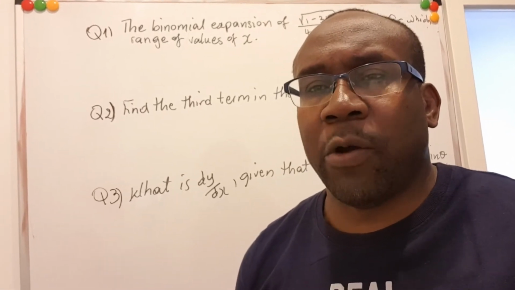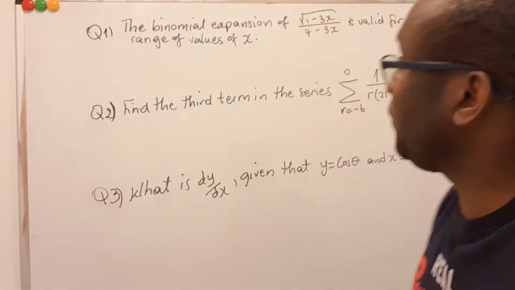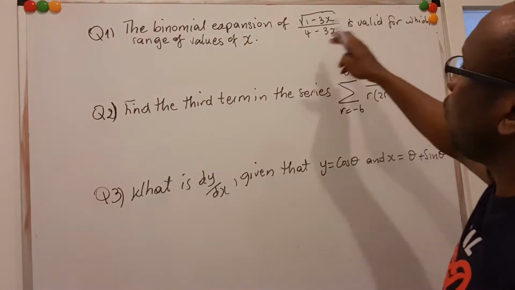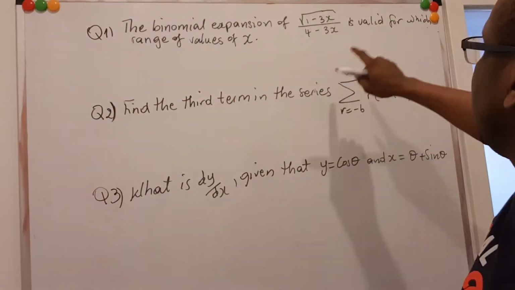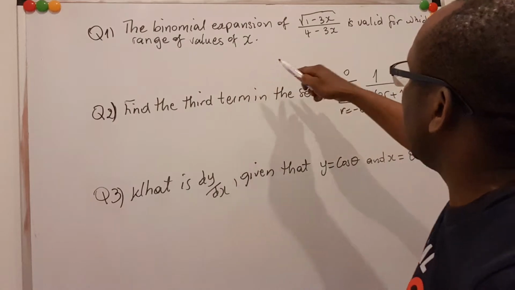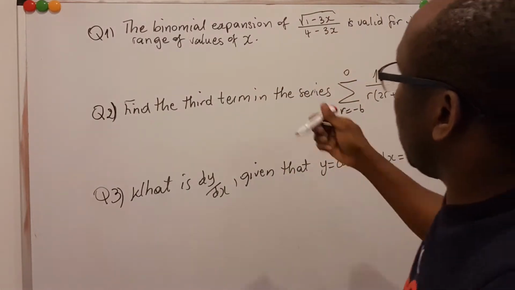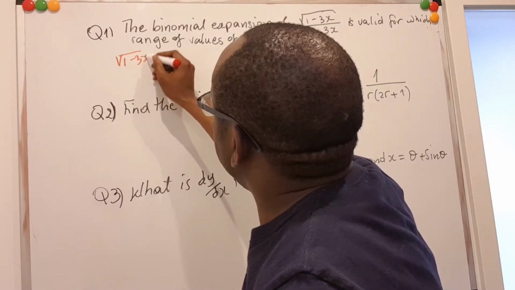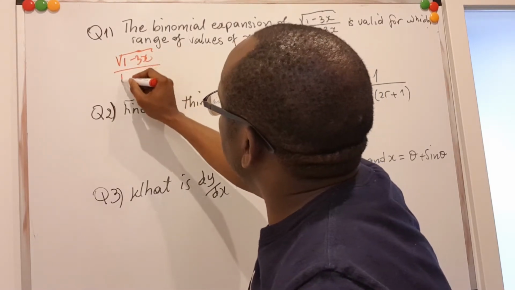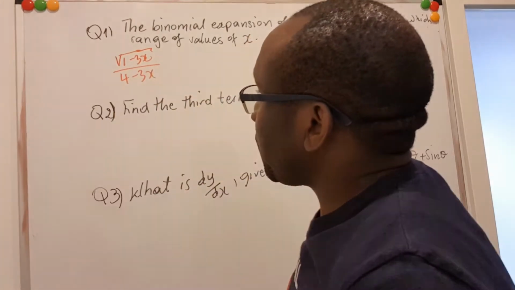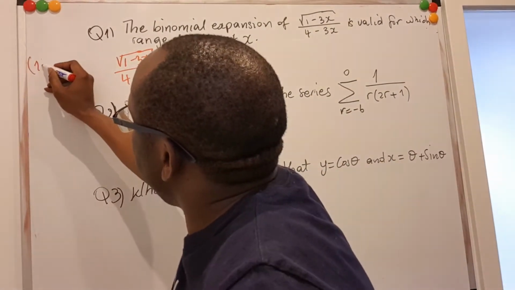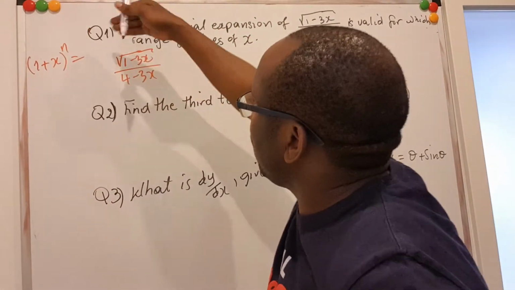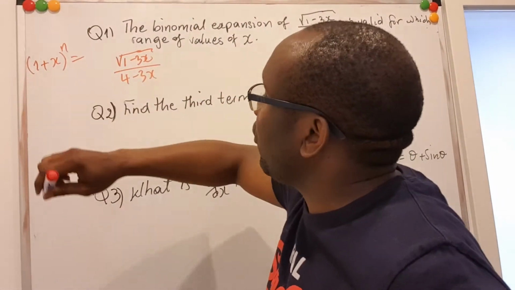So we're looking at 3 paper 1 questions for the advanced levels. The first question says, the binomial expansion is valid for which range of values of x? What we expect here is that we have the square root of 1 minus 3x divided by 4 minus 3x. We've learned in the past that the binomial expansion is usually of this form, and can be used to give all the terms that are required from this expansion.